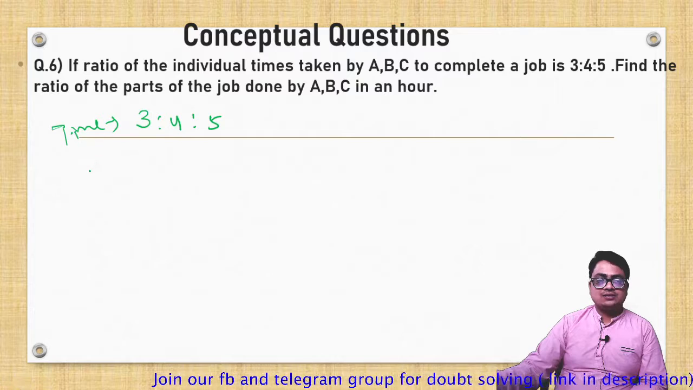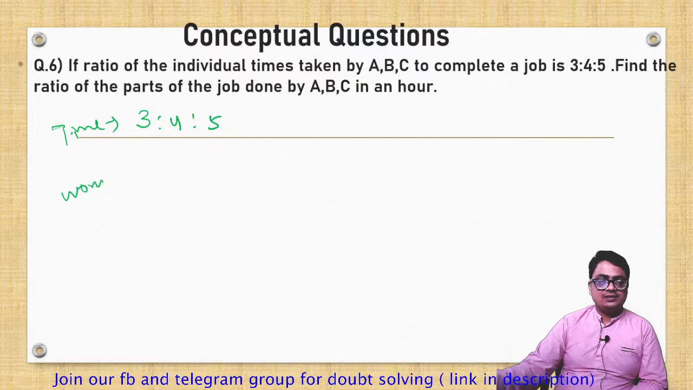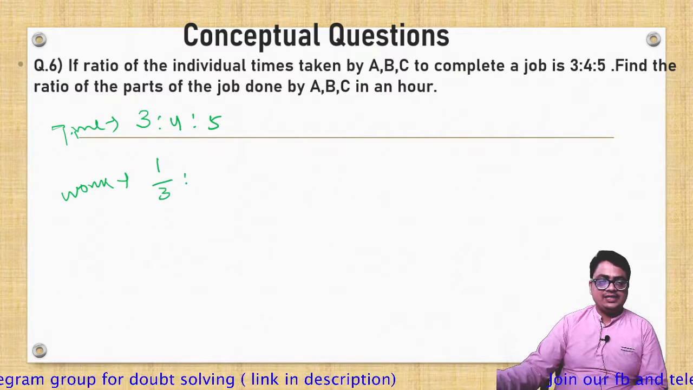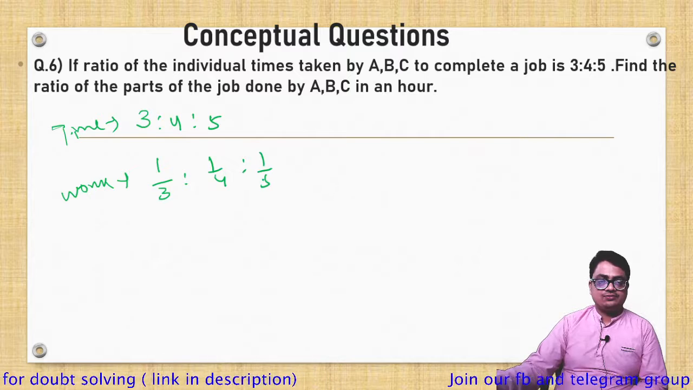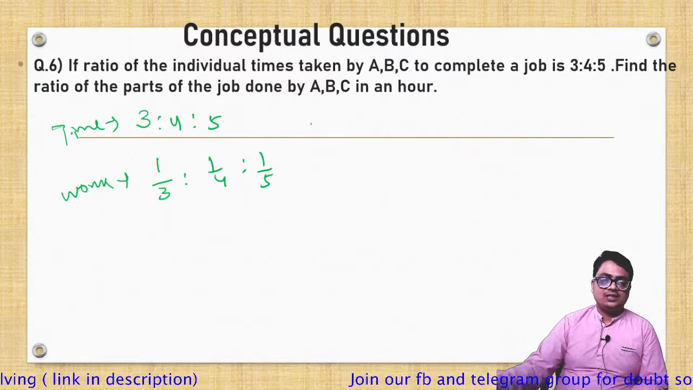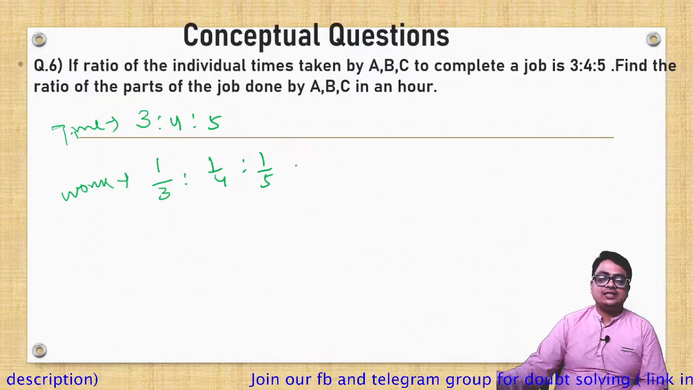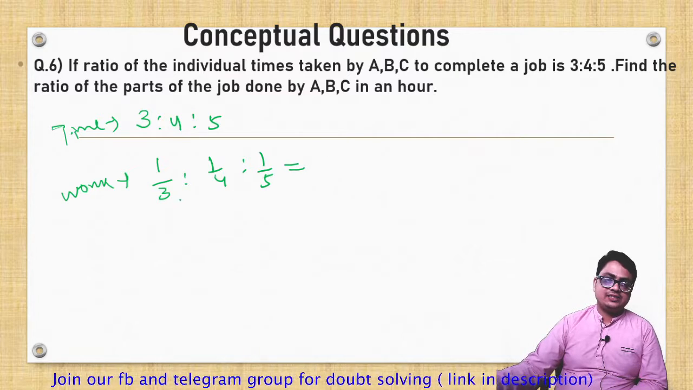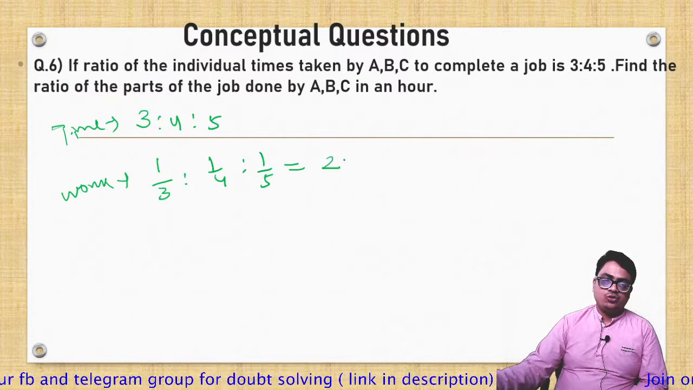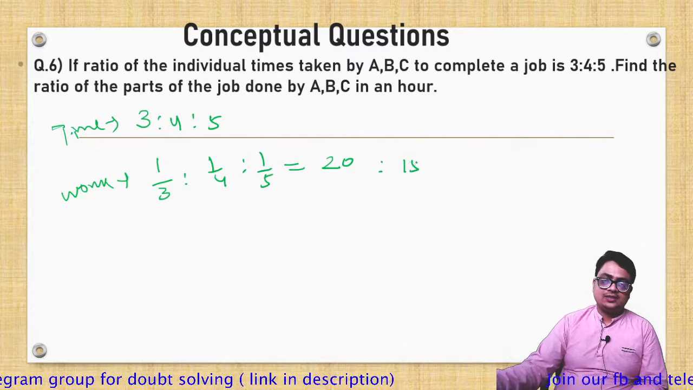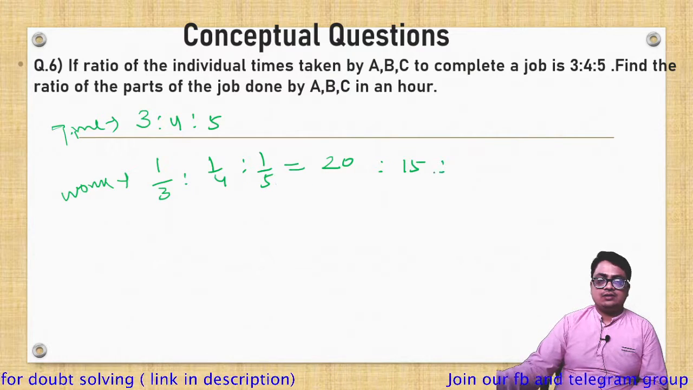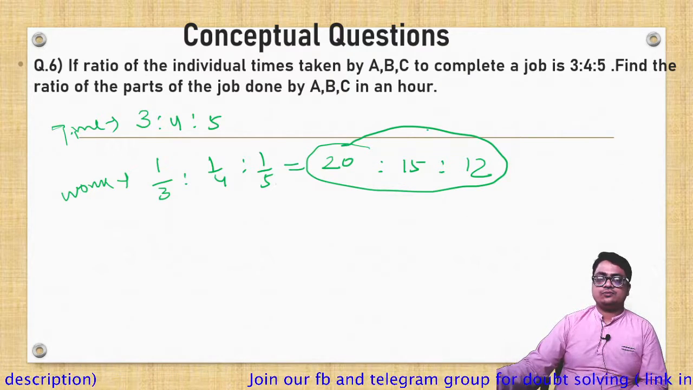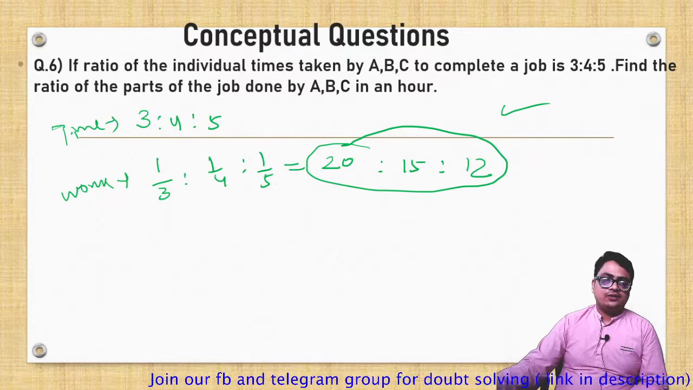So the ratio of the part of the work done will be the reciprocal of this, because it is the same time. This will be 1/3:1/4:1/5. The LCM is 3 into 4 into 5, that is 60. So you multiply by 60 in each case. 60 divided by 3 is 20, 60 by 4 is 15, and 60 by 5 is 12. So this will be the ratio. Hope you got this.